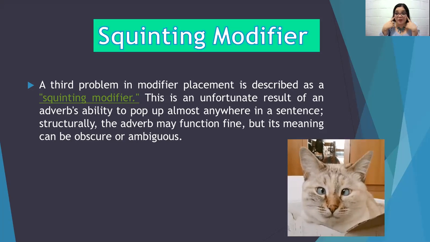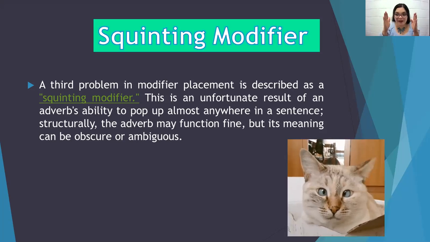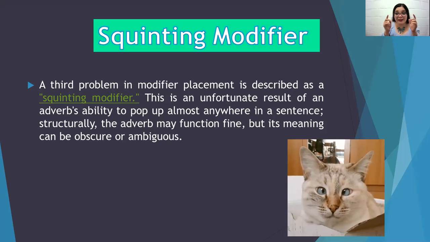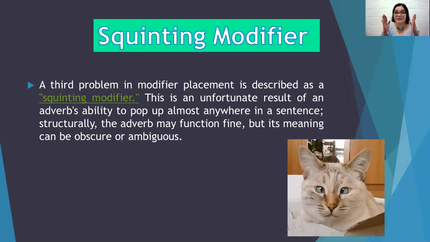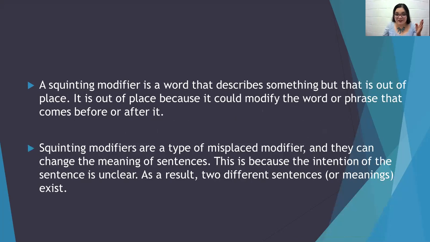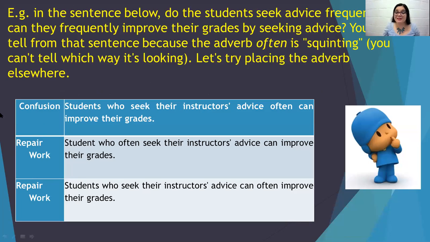So when we have this eye problem, we are probably focused on one thing, but the target is not clear for the one who's seeing us because our eyes move in different directions. So here, the problem is the following. Look at the example. Students who seek their instructor's advice often can improve their grades. A second version suggests: students who often seek their instructor's advice can improve their grades. And a third one says: students who seek their instructor's advice can often improve their grades.